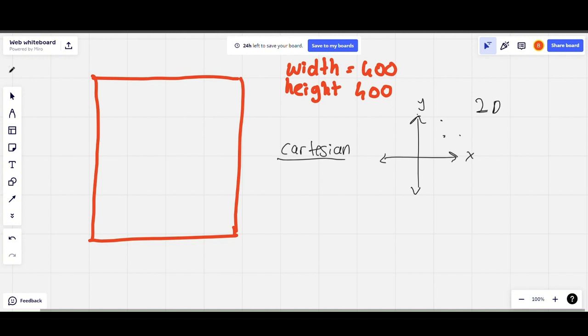And as you know, there's also this thing called origin in a Cartesian coordinate system, which is shown as 0 by 0, where x is 0, y is 0. But what happens with P5 is that our origin gets displayed on the upper left corner, 0, 0. So here is width by 0, and this is going to be height and 0, and this edge is going to be width and height.